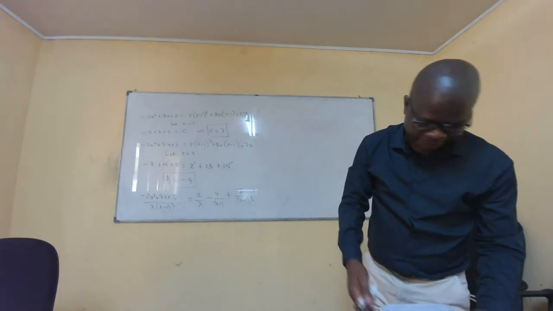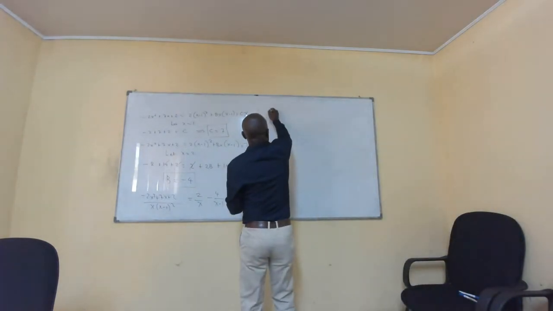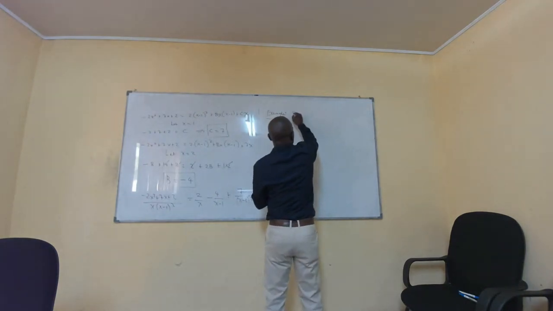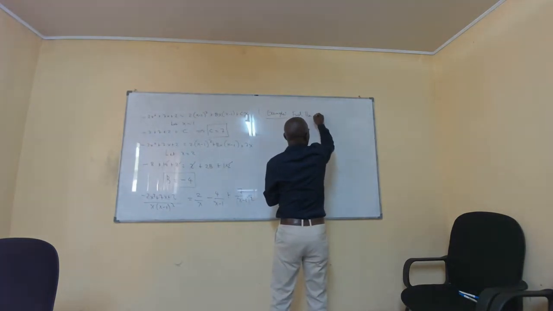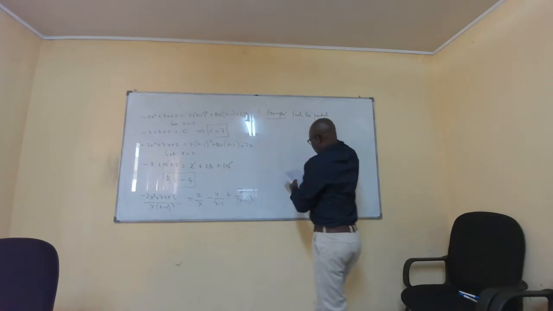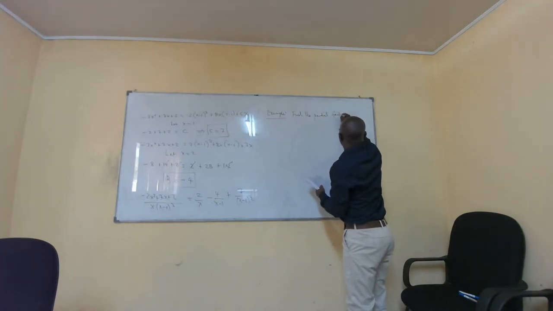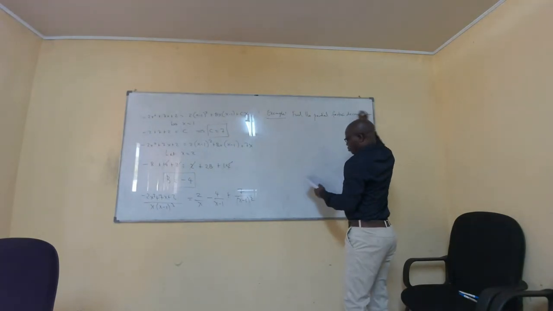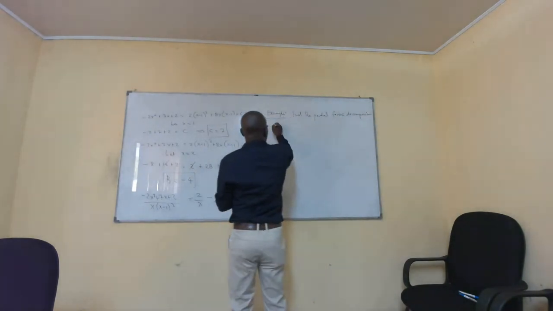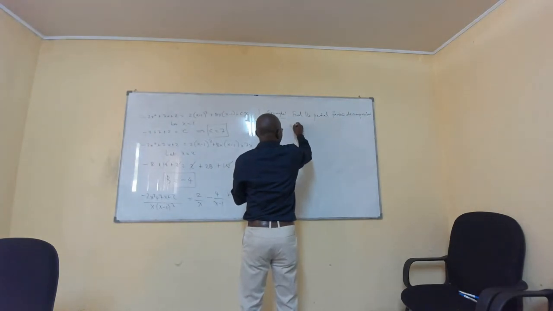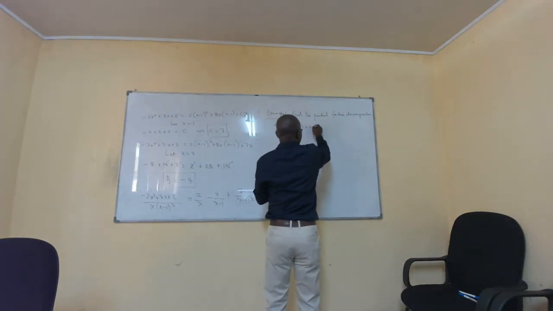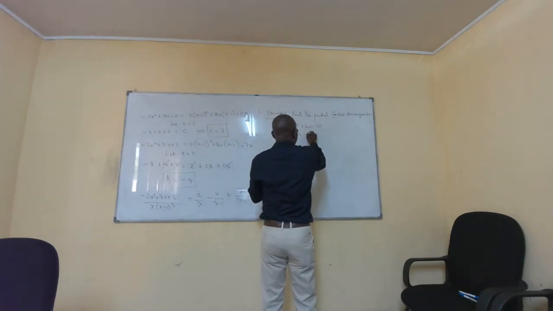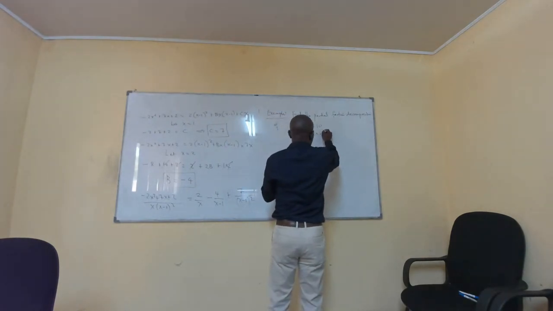Let's look at another example. Another example says find the partial fraction decomposition of 4x squared plus 6x minus 10 over (x plus 3)(x squared plus x plus 2).